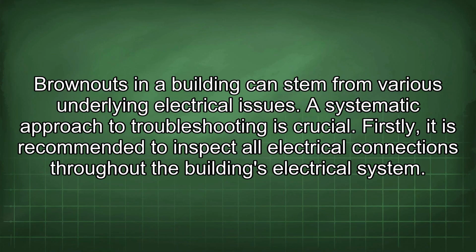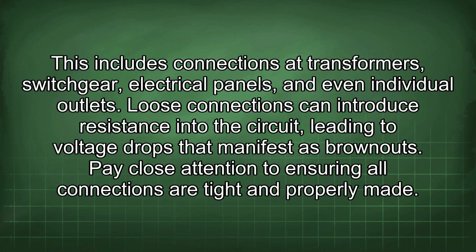Brownouts in a building can stem from various underlying electrical issues. A systematic approach to troubleshooting is crucial. Firstly, it is recommended to inspect all electrical connections throughout the building's electrical system. This includes connections at transformers, switchgear, electrical panels, and even individual outlets. Loose connections can introduce resistance into the circuit, leading to voltage drops that manifest as brownouts. Pay close attention to ensuring all connections are tight and properly made.